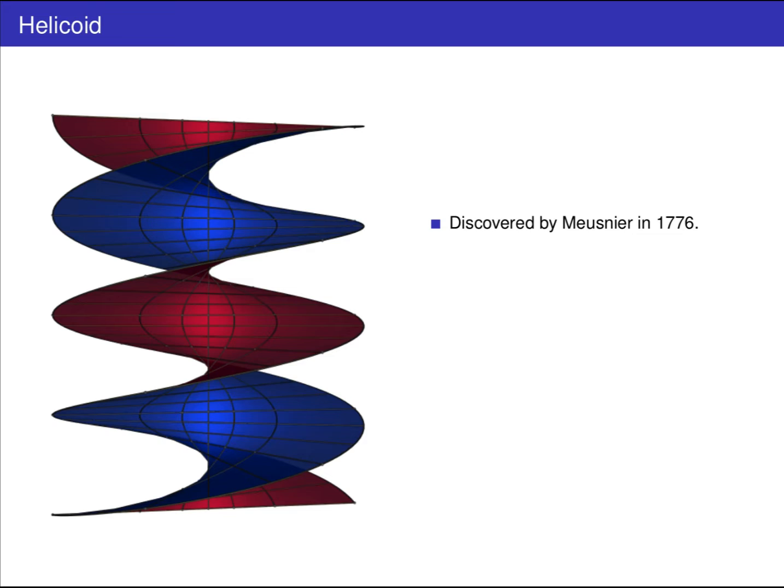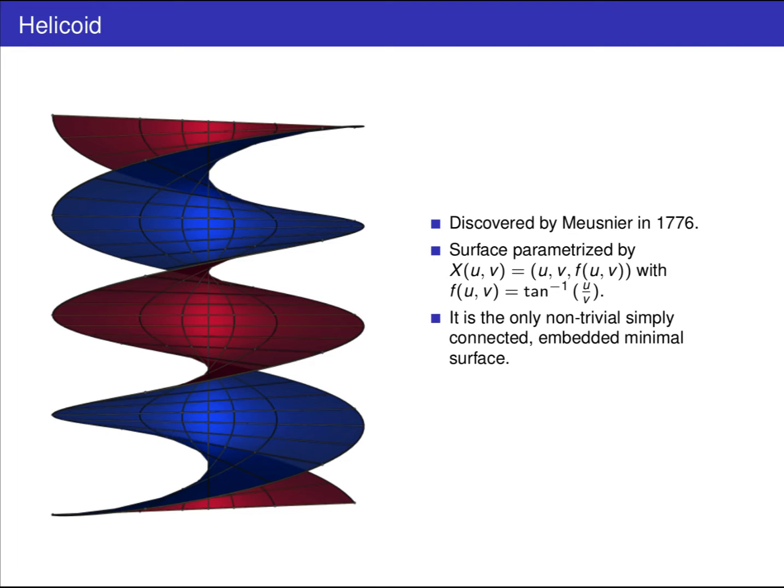The helicoid, discovered by Meusnier in 1776, is parameterized as a graph over the plane with the height function given by the inverse tangent of u over v. It's the only non-trivial, simply connected embedded minimal surface. The helicoid has genus 0 and one end.